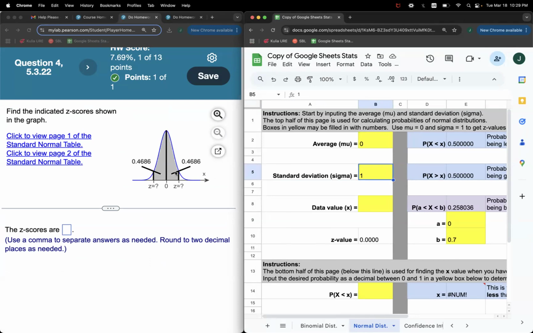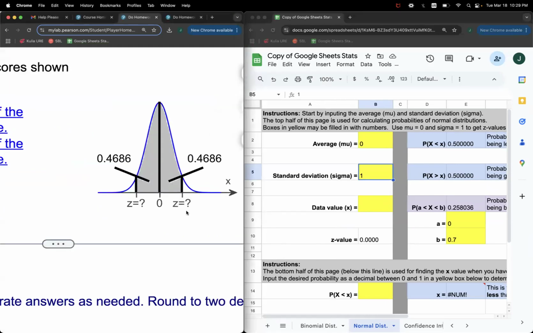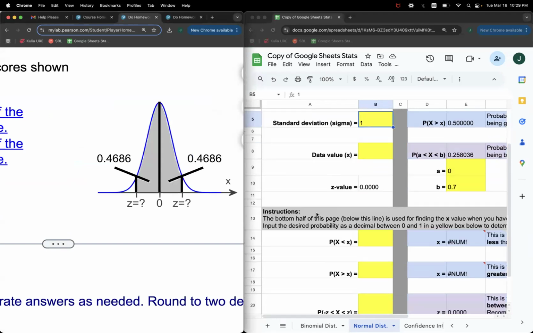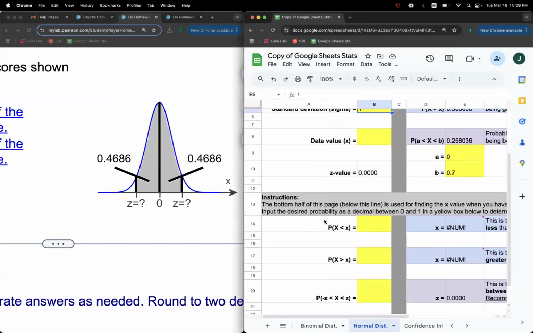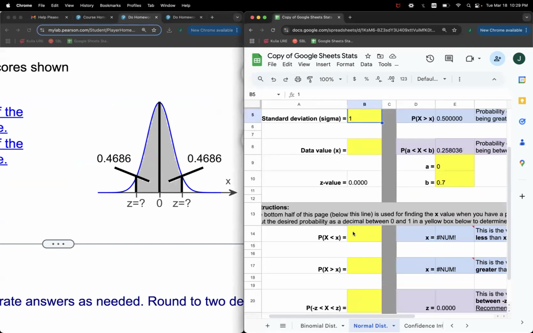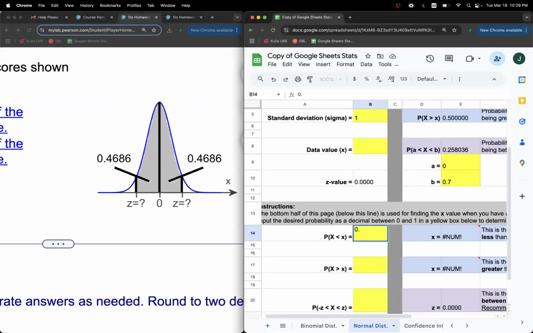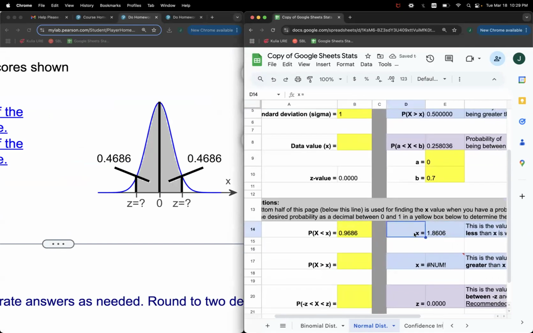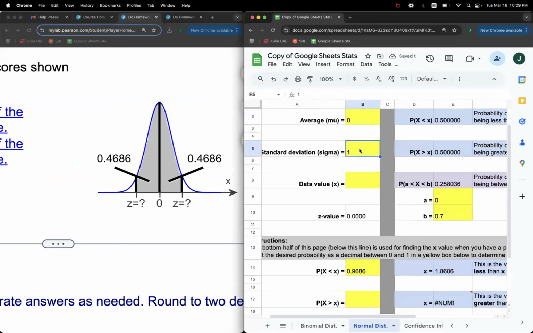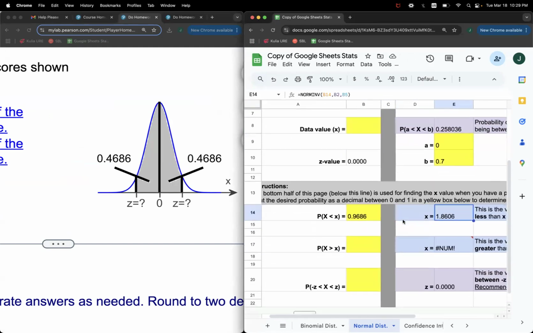And then there's a couple ways you could do this. So here I'm given 0.4686, but if you think about it, I'm trying to find this z-score, right? If you want to convert this to a percentile, you take this area, which is 0.4686, and add it to everything on the left, which is 0.5. So that'll give you 0.9686. And where does that go? That goes in the bottom half of the page because that's where I input probabilities, right? So this would be 0.9686 there. And then I have the z-score. It says x, but in the case that mu is 0 and sigma is 1, this x is actually a z-score. Okay, that's one option.